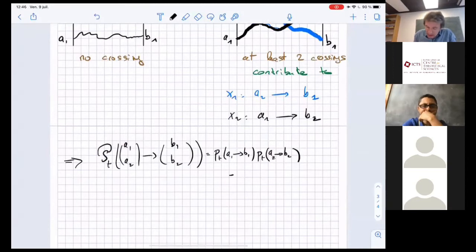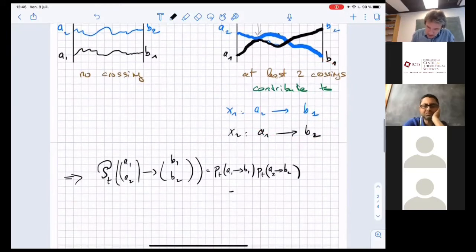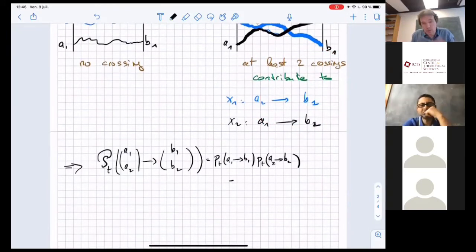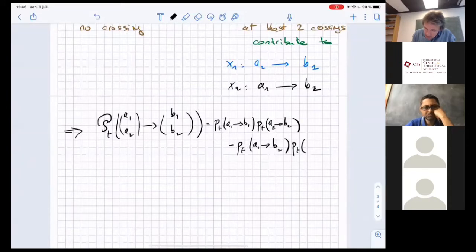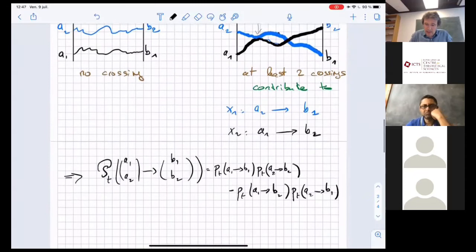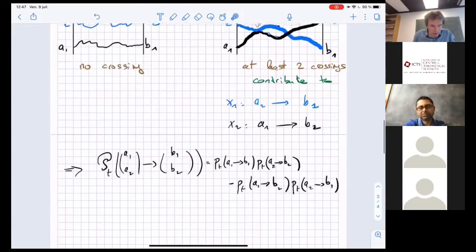But now I need to subtract these trajectories, and these trajectories are actually what is the associated propagator, or what is, if you want, the way to count how many of them are there. This is just the propagator starting from A1 arriving at B2 times the same propagator of a single particle, starting from A2 and arriving at B1. So that's, again, a generalization of the reflection principle.